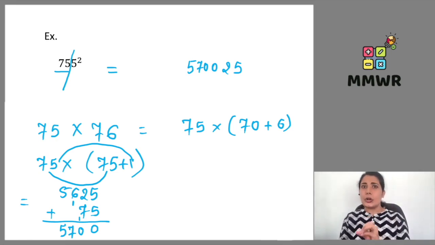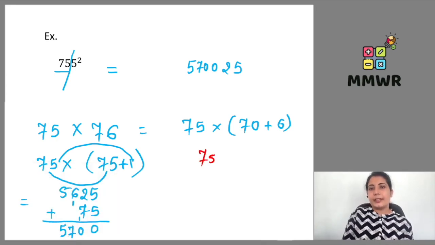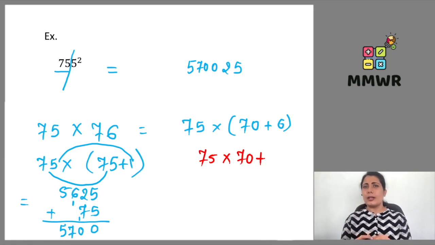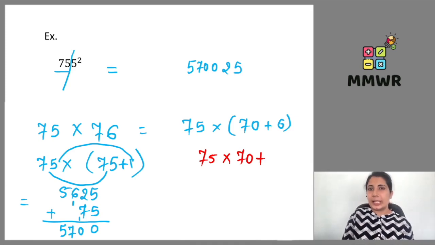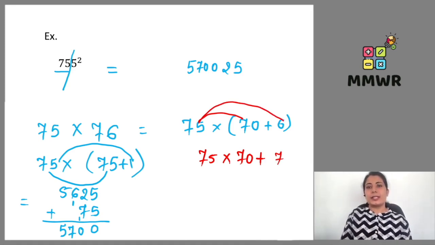Okay. Let's cross check it by this method also. Okay. I am doing it again here. 75 multiplied with 70. Just for the explanation part, I am doing this much longer. Otherwise, this is so short method, so easy method. Okay, so 75 multiplied with 70. First we'll multiply with the first number of the bracket and then we'll multiply with the second number of the bracket, 75 multiplied with 6.